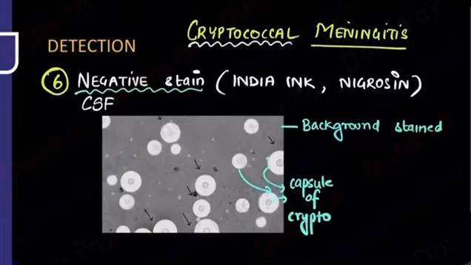Cryptococcus is a capsulated organism, and that capsule is very, very weird. You know, you try to give it any pink, blue, green color, capsule doesn't take any stain. It doesn't take any color. As a result of which, you will have to do the opposite approach.